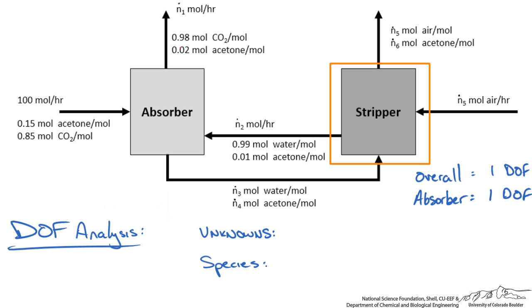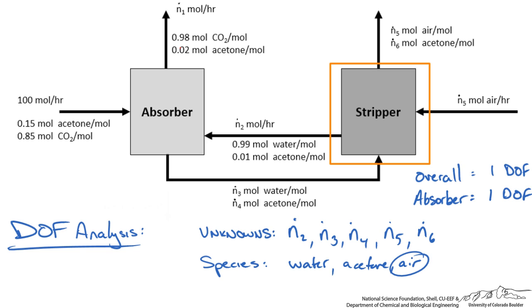Lastly, let's do a degree of freedom analysis for the stripping column. For our unknowns, we have N2, N3, N4, N5, and N6. Again, the compositions are labeled for us where needed. The species that we are looking at for this stripping column are water, acetone, and air. But again, as we mentioned, for the overall balance, we cannot do a material balance for air. It's non-independent, so we are left over with 5 unknowns and 2 species balances that we could write. That gives us 3 degrees of freedom.